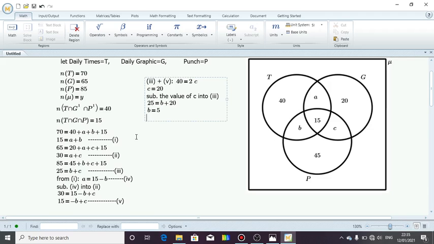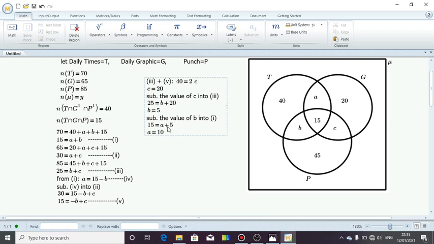So from equation 1, if I substitute the value of b into 1, I'm going to get what? Which is 15 is equal to a plus b, and b is now 5, so a plus 5. And this is going to give us a to be what? So a is going to be 10. So a is equal to 10.